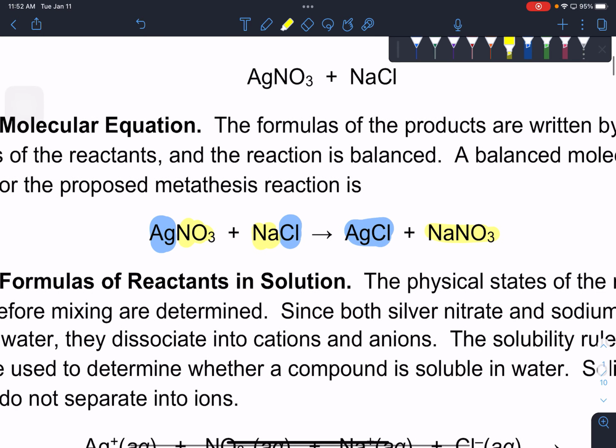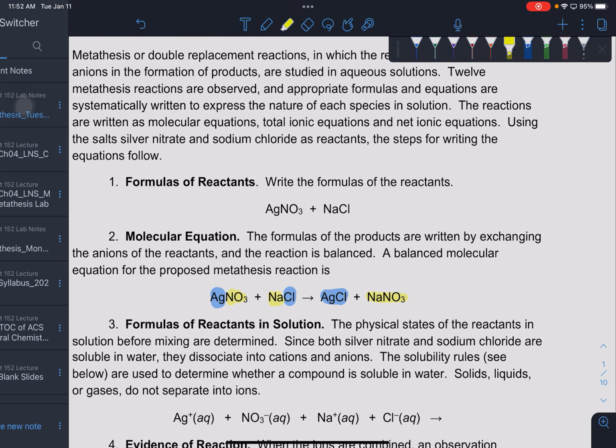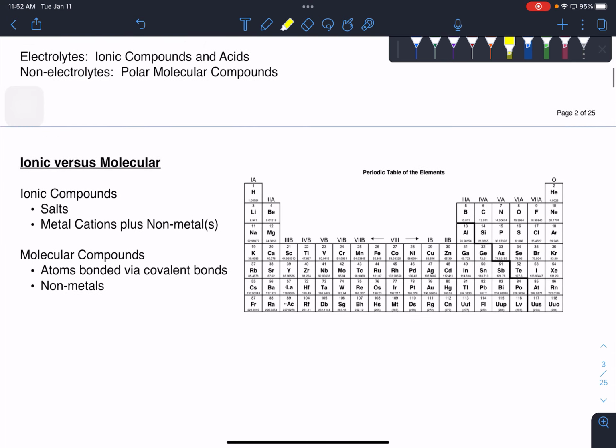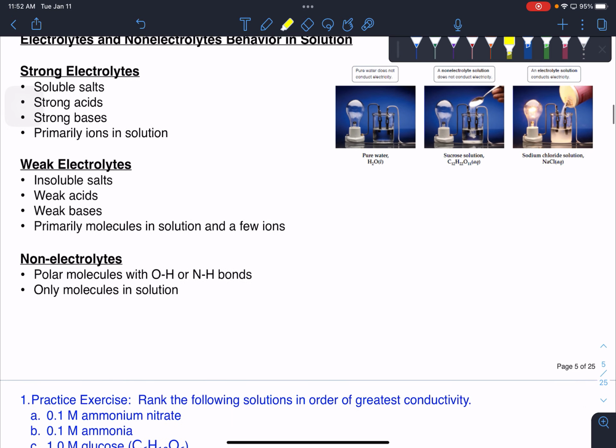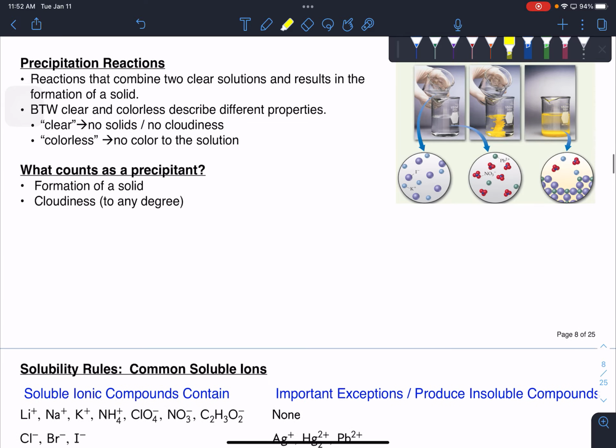Now, I'm going to come back to this in a few minutes, okay? But this is dealing with section 4.2, these precipitation reactions. Primarily, there's some acid-base reactions going on here, but there are only three that are acid-base reactions. All the other ones are precipitation. So let's take a look at that just for a little bit.